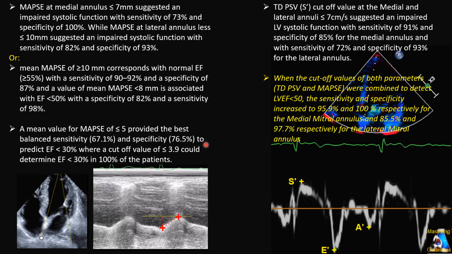Instead of Simpson, we can use these two techniques together, and with an accuracy of 90 to 95%, if we use both of them, we can tell whether ejection fraction is above 50% or below 50%. It's not a bad idea in all those cases. Do M mode of the medial and lateral annulus and S prime of the medial annulus, and it gives you a very good indication and criteria for the function of the left ventricle.